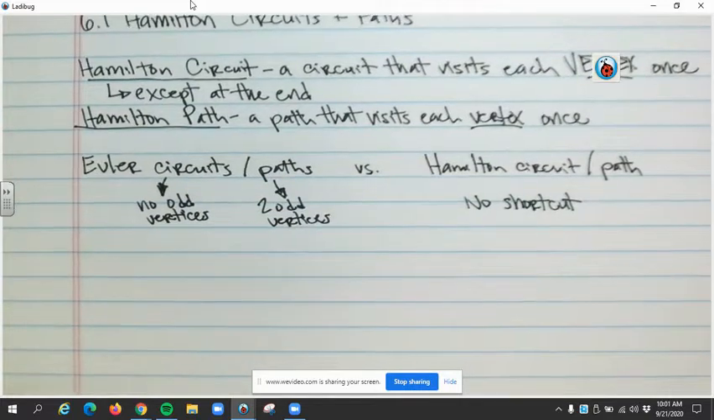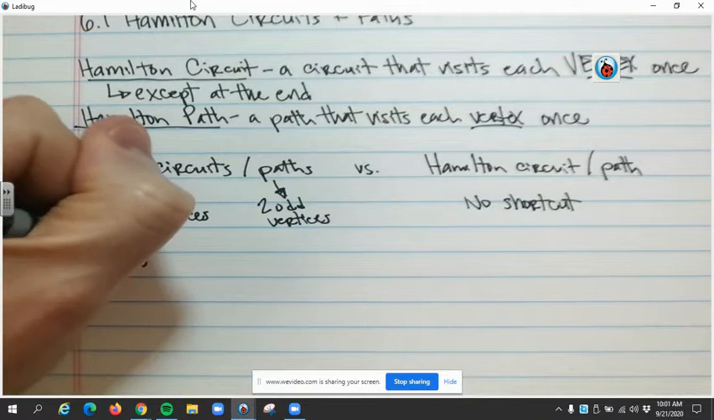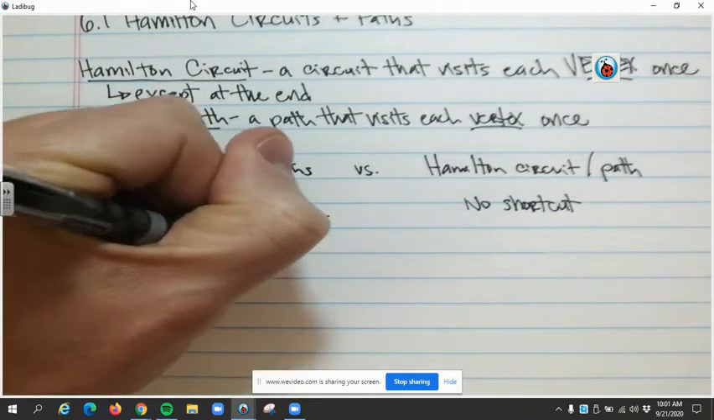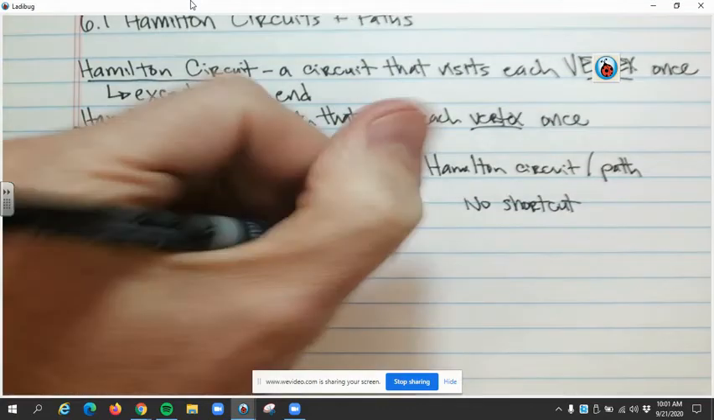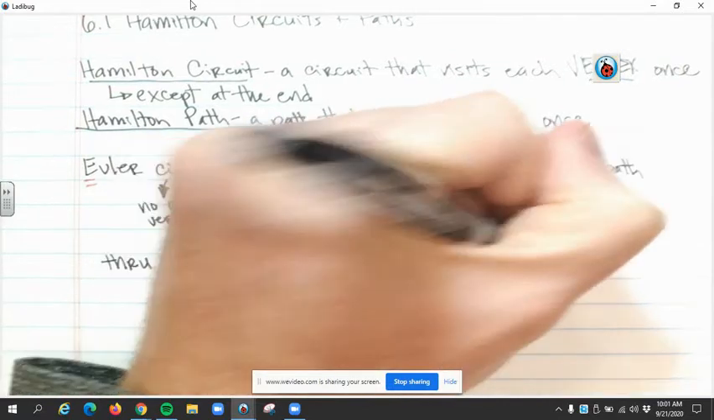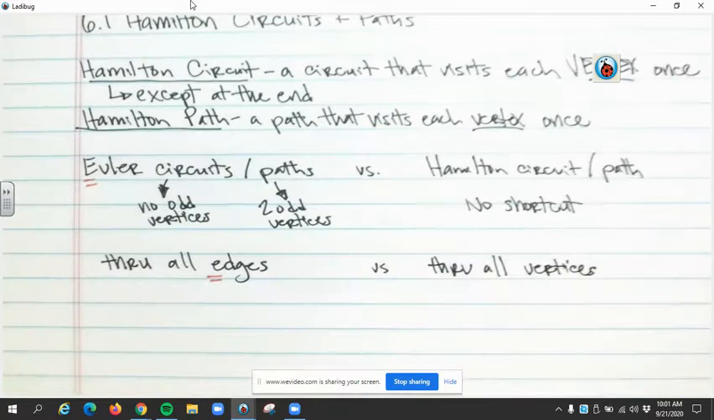But an easy way to remember the difference is that Euler circuit goes through all edges. In fact, I'm going to underline the E in Euler and the E in edges. Euler goes through all edges. Euler starts with E, edges starts with E. Hamilton, on the other hand, goes through all vertices, not down all the edges.